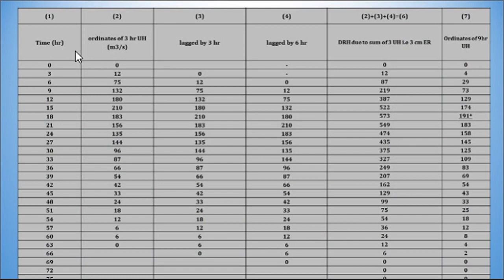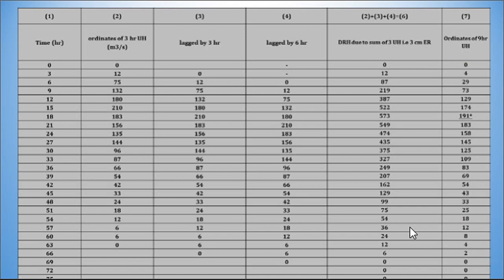Here the time in hours is given, and ordinates of the 3-hour unit hydrograph are given. This is the column lagged by 3 hours. This is the column lagged by 6 hours. This is the DRH due to the sum of 3 unit hydrographs, that is 3 centimeter excess rainfall, and these are the ordinates of the 9-hour unit hydrograph. So if you plot these ordinates, you are going to get the unit hydrograph for 9 hours.